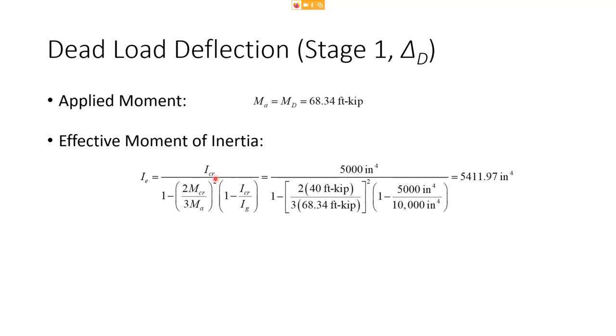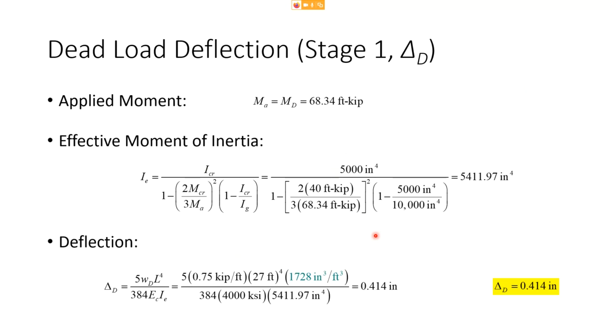So again, our cracked moment of inertia is 5,000. So that's here and here. The gross moment of inertia is 10,000. Our cracking moment is 40, and then MA is our 68.34. Whenever we repeat the IE calc over and over again, nothing changes except for the MA value. Everything else stays the same. Now, from there, the next thing that you do is compute your deflections.